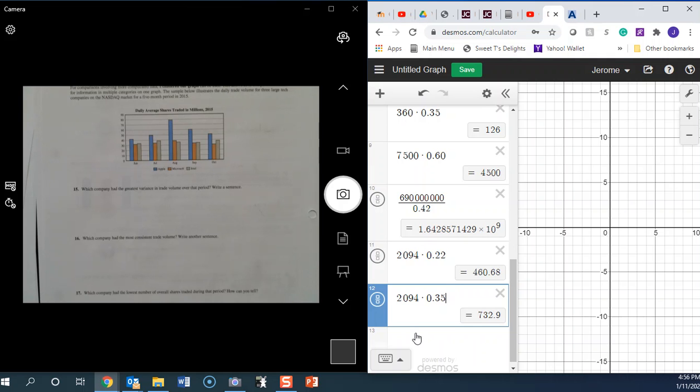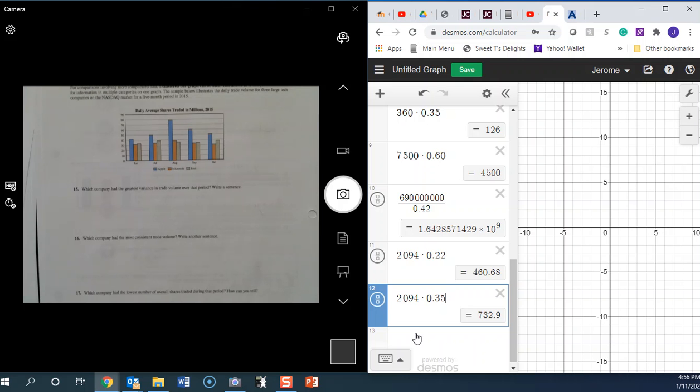For comparisons involving more complicated data, a cluster bar graph can be used. This allows us to compare data values for information in multiple categories on one graph. The sample below illustrates the daily trade volume for 3 large tech companies on the NASDAQ market for a 5-month period in 2015. For problem 15, it says, which company had the greatest variance in trade volume over that period?